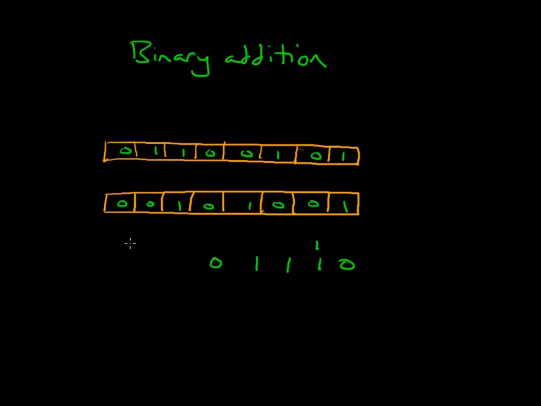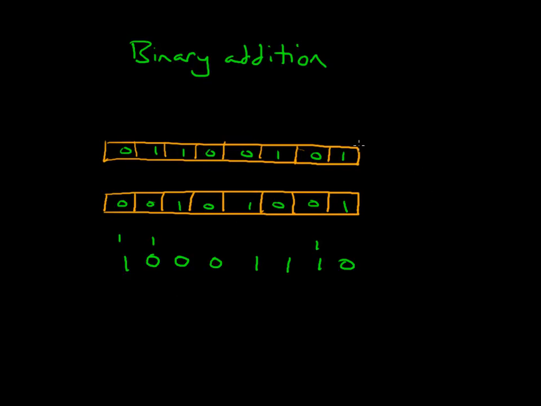1 plus 1 is 2 again, so I need to carry the 1 and put the 0 here, because 1, 0 is 2 in binary. I've got a 1 and a 1, so again that's going to be a 0, carry the 1, and then 0 plus 0 plus 1 is 1. So what I've got here is 3 zeros, 3 ones, and a 0. Now we can check to see whether this is actually correct or not.